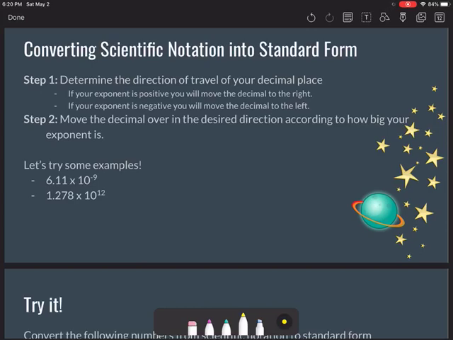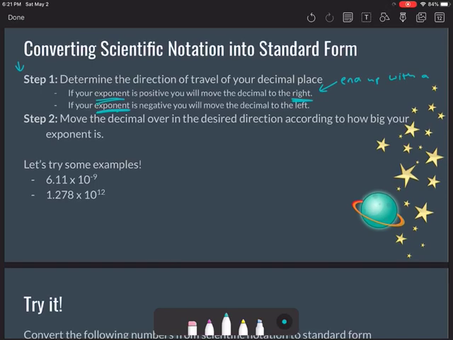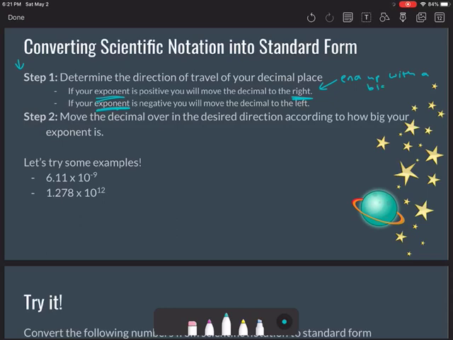So, what we are going to do is we have 2 steps. Step 1 is determining the direction of travel of our decimal place. And that depends on my exponent. If my exponent is positive, I'm going to be moving my decimal to the right. And if my exponent is positive, I should end up with a big number, a number greater than 10.